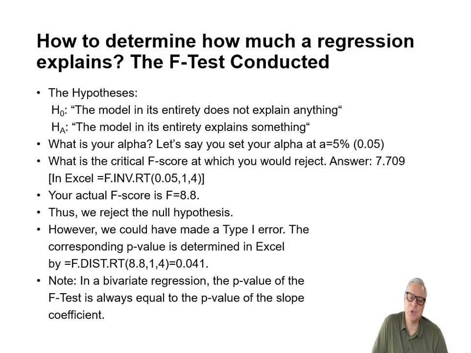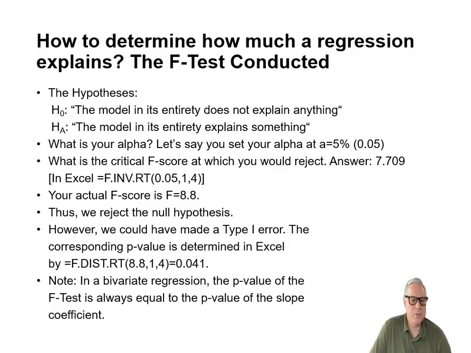So we want to know what's the probability to the right of our F statistic of 8.8. And in this case, it is 0.041. And it's an interesting thing about statistics: whenever you have a bivariate regression, the p-value of the F-test is always equal to the p-value of the slope coefficient. Okay, but we can look into this again later.